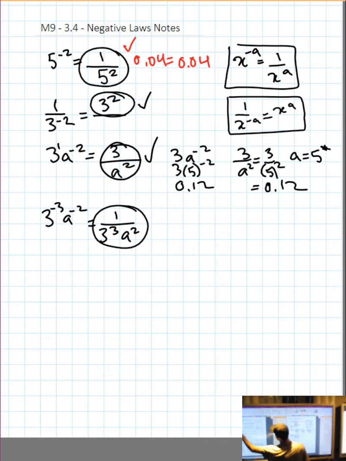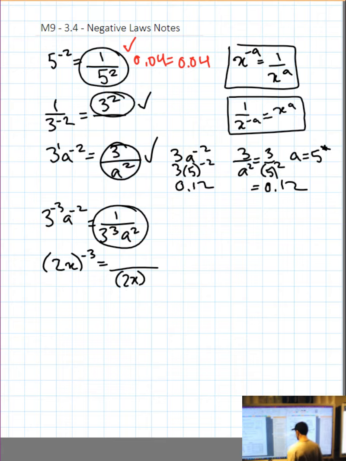Down the page, open bracket, 2x, all to the negative 3. Well, the whole thing, all the brackets of 2x, has a negative exponent. So I'm going to bring it to the bottom and make the exponent positive. Then leave a 1 on top. Circle my answer.